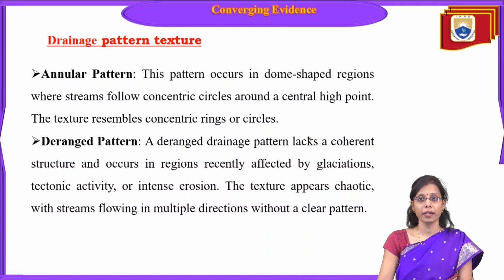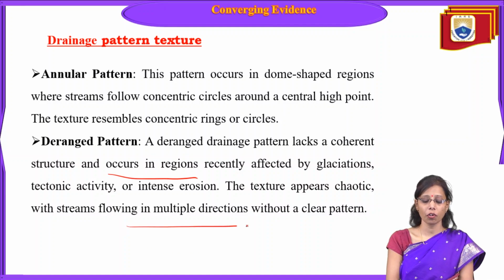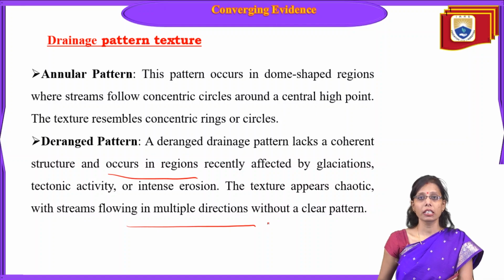Deranged pattern. A deranged pattern lacks a coherent structure and occurs in regions which are recently affected by glaciation, tectonic activity, or intense erosion. The texture appears chaotic, with streams following multiple directions without a clear pattern.